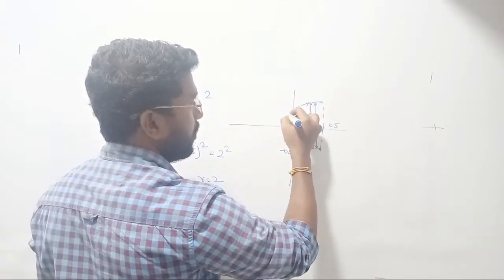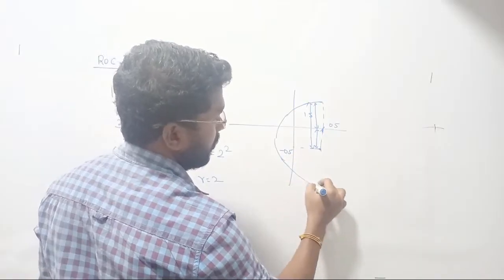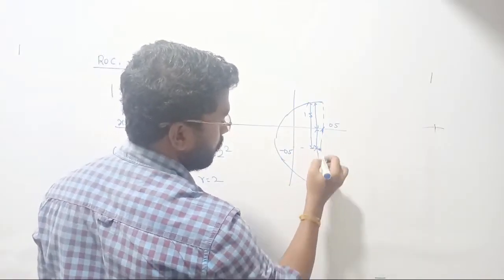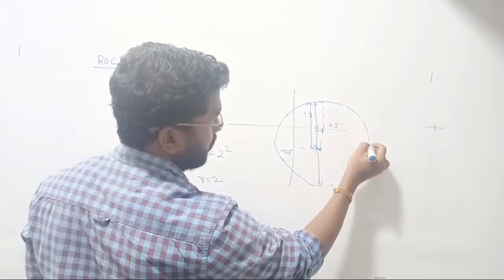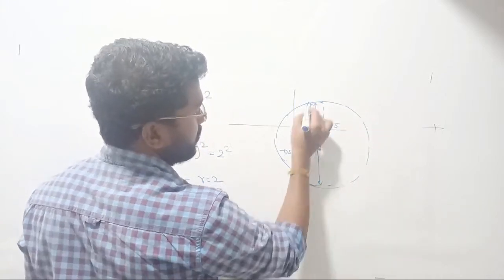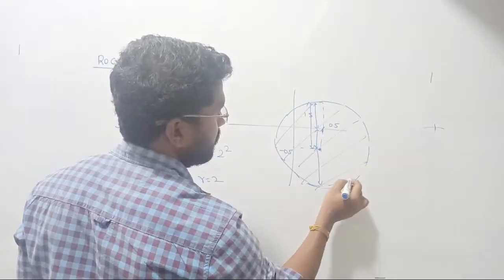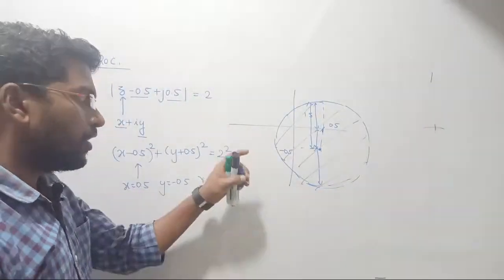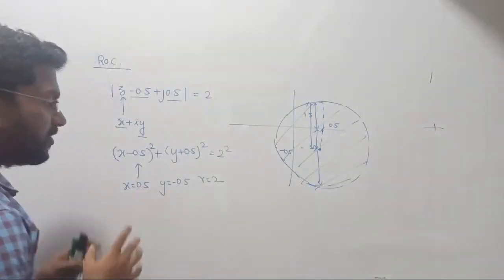You can come here, it will be like this. Similarly, on the opposite side it will go like this. Automatically that is going to be the region of convergence. That is how we are drawing the region of convergence. First you should try to understand how to draw the region of convergence. I hope now things are clear to you all.